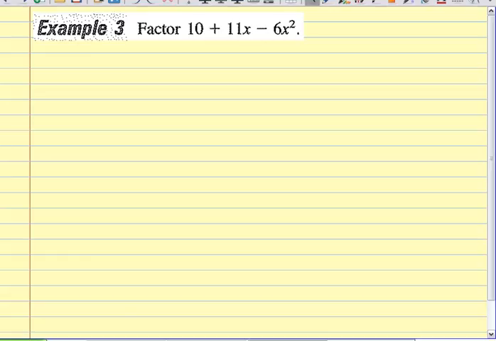Okay, folks, in example number 3, Ryan, this is sort of what we were talking about right at the end of that last video. And this is what I always want to do. But I'm going to always write this in standard form. So I see the x squared's there. I'm going to move it, and I'm going to make it negative 6x squared plus 11x plus 10. I'm always going to write it in standard form.